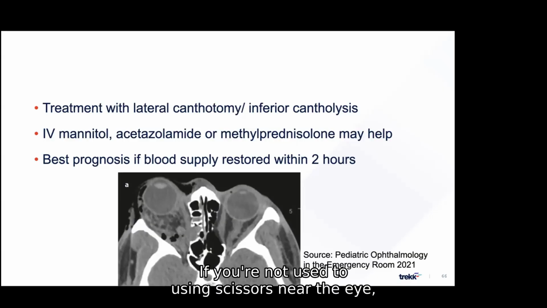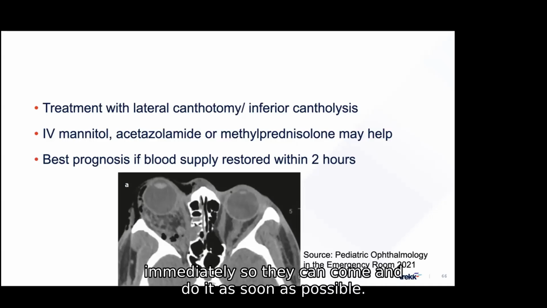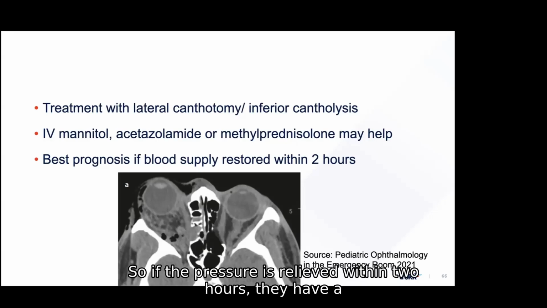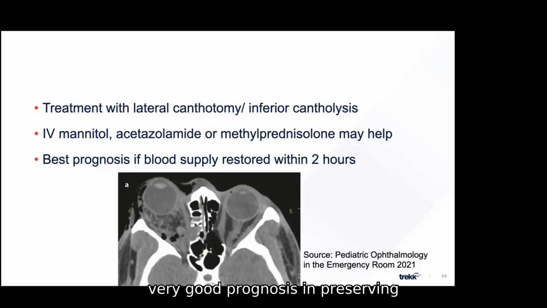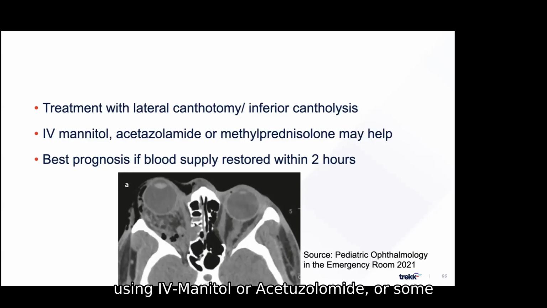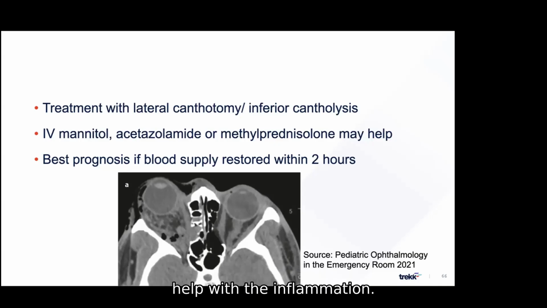If you're not used to using scissors near the eye, then you just want to consult the ophthalmologist immediately so they can come and do it as soon as possible. The best prognosis is if the blood supply is restored within 2 hours. If the pressure is relieved within 2 hours, they have a very good prognosis in preserving their vision. Possible non-surgical treatment modalities are IV mannitol or acetazolamide, or some will also recommend steroids like methylprednisolone to possibly help with the inflammation.